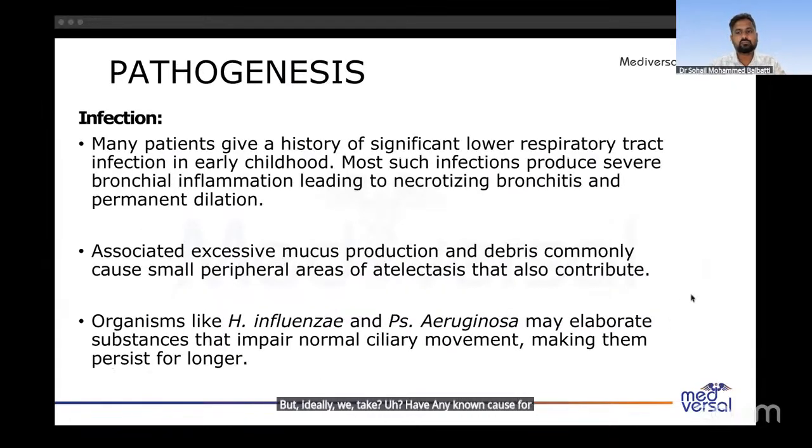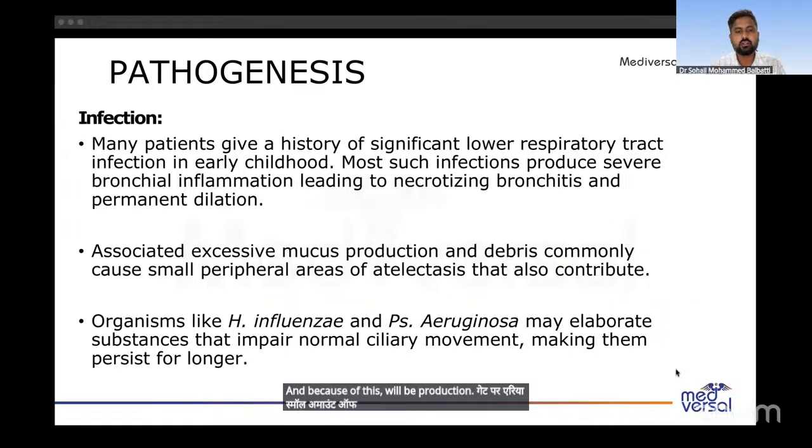So pathogenesis is very important for bronchiectasis, because when you understand the pathogenesis, it is easy for you to treat it. In many of these patients, they give a history of significant LRTI in early childhood, which I already mentioned in etiology. Most of these infections cause severe bronchial inflammation, and that leads to necrotizing bronchitis, and as a result leads to permanent dilatation. Because of this dilatation, there will be excessive mucus production, and that gets stagnated, and this mucus along with the debris clogs the peripheral areas, and that leads to small areas of atelectasis.